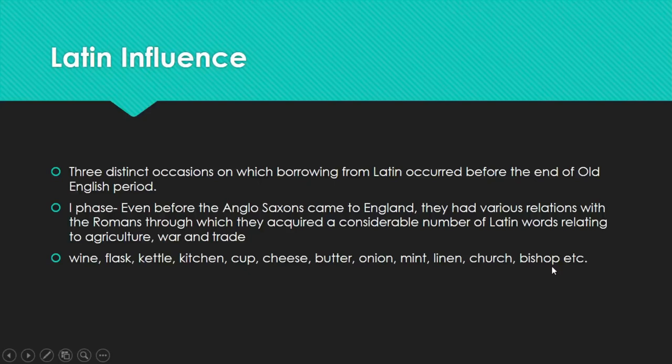This is before the Anglo-Saxons came to England, when the Celts had various relations with Romans. And in this phase, they acquired a considerable number of Latin words. Okay, let's move on to the next phase, the second phase.